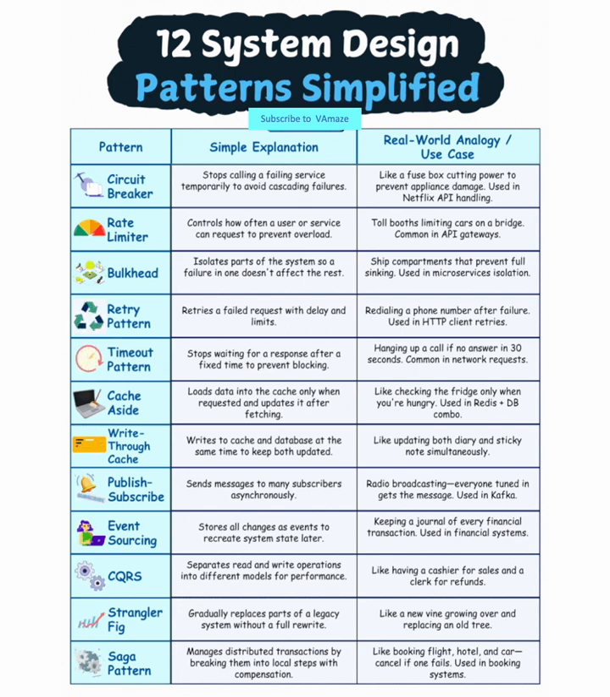Write-through cache. Write-through cache is like keeping both your diary and a sticky note updated simultaneously. When you write data, it goes to both the cache and the database at the same time, ensuring consistency. This pattern ensures that your cache and database are always in sync, but it comes with a performance cost since every write operation has to happen twice.